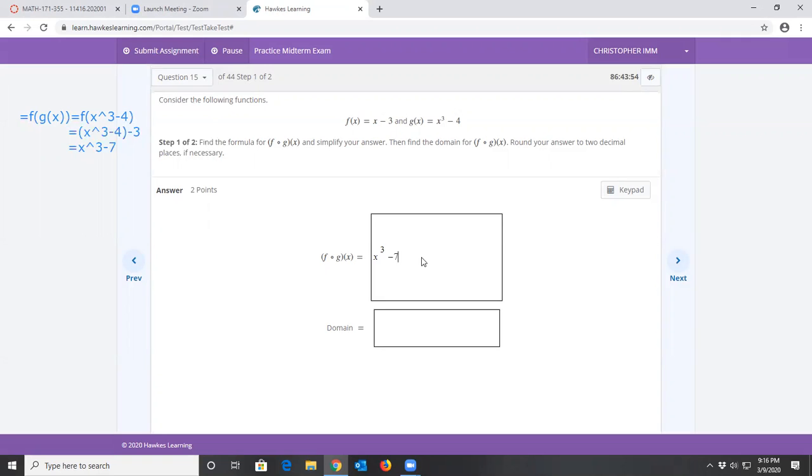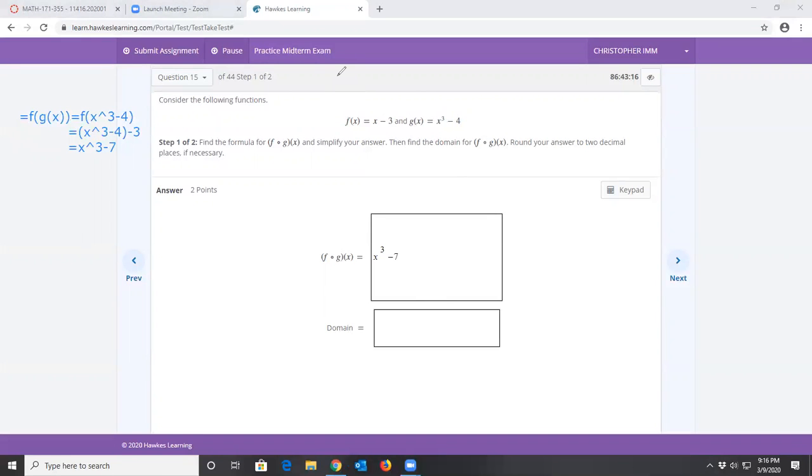Minus 7. Okay. It has to find the domain. For the domain of a composition, it's a little more complicated than just looking at the function that you have, but not much more. The domain of a composition will be the domain of what you get out. So it'll be the domain of that function. When I think about x cubed minus 7, there's no denominator. At this point in the course, I look for denominators and square roots, and there's neither of those. So I can really plug in anything for x and get something out. Negative infinity to infinity. That's right.